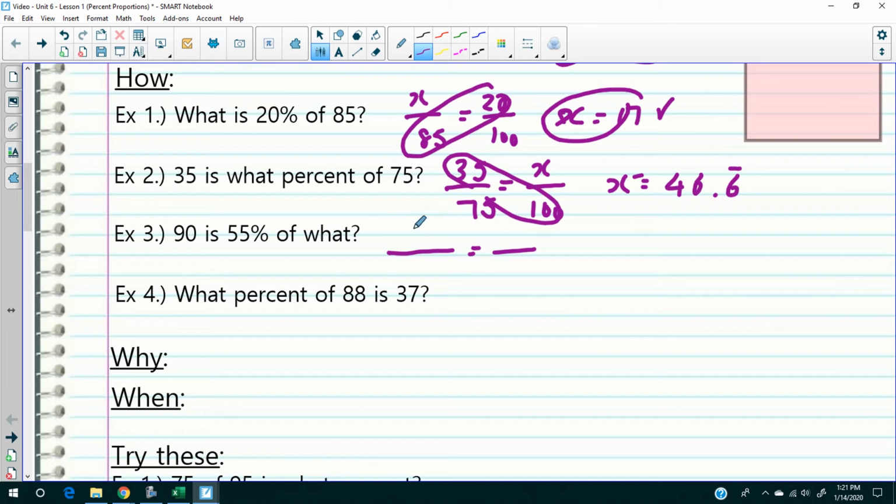All right, now 90 is 55% out of what? That's a type C question, okay? So again, I'm gonna cross multiply here. 90 times 100 is about 9,000. Hold on, let's double check. 90 times 100, 9,000. So 9,000 divided by 55. Oh, this is interesting. These answers are interesting, actually. So it's 163.6363. So what do you think? 163.63 repeating. Okay? All right.